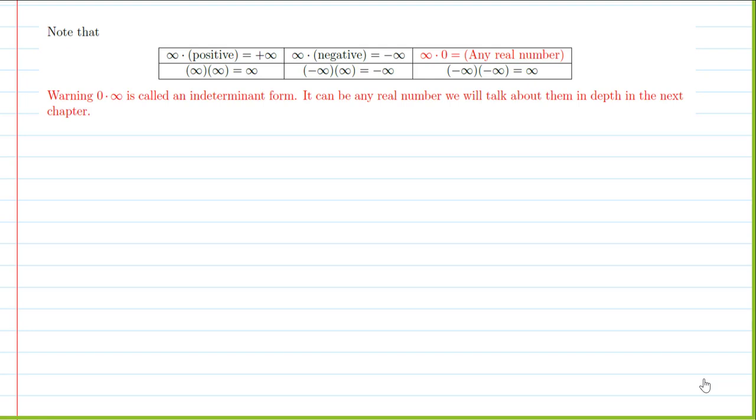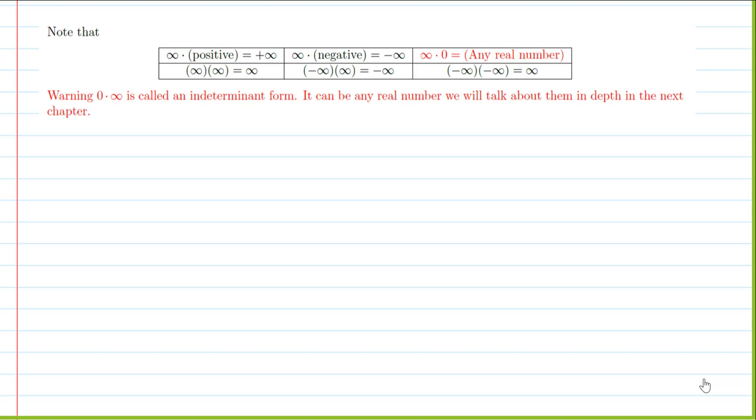So there's one listed in red here that we have to be careful about. Infinity times zero is not zero. Infinity times zero can be any number. It might be 12. It could be 167.4. It can be any number. It could be zero. It might be infinity, but it depends.